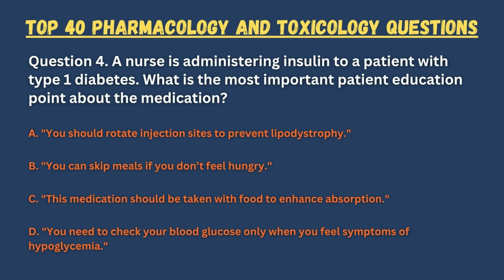Question 4. A nurse is administering insulin to a patient with type 1 diabetes. What is the most important patient education point about the medication? A. You should rotate injection sites to prevent lipodystrophy. B. You can skip meals if you don't feel hungry. C. This medication should be taken with food to enhance absorption. D. You need to check your blood glucose only when you feel symptoms of hypoglycemia.